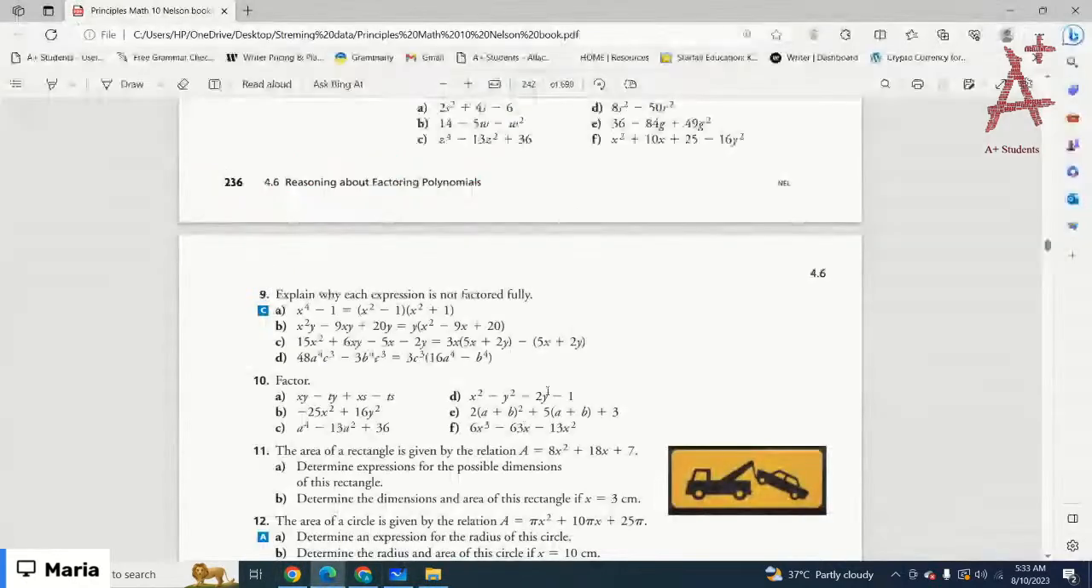Okay, the second one is the same case, x squared minus 9x plus 25. You can factor this term. That's why they are not fully factored, right? From here, you can take 5x plus 2y common. That's why they are not fully factored, right?